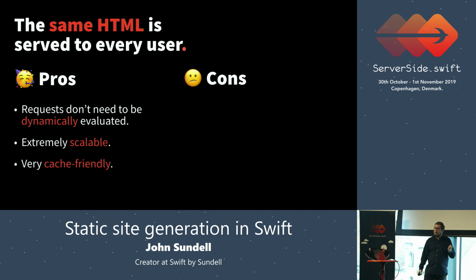That also makes things very, very cache-friendly, because since every user gets the same HTML, we can cache that centrally, for example, on a content delivery network, a CDN, and easily serve that continuously as a cached version, which can make things extremely, extremely fast, which is really cool. I love fast software. All right, so what are some of the cons?